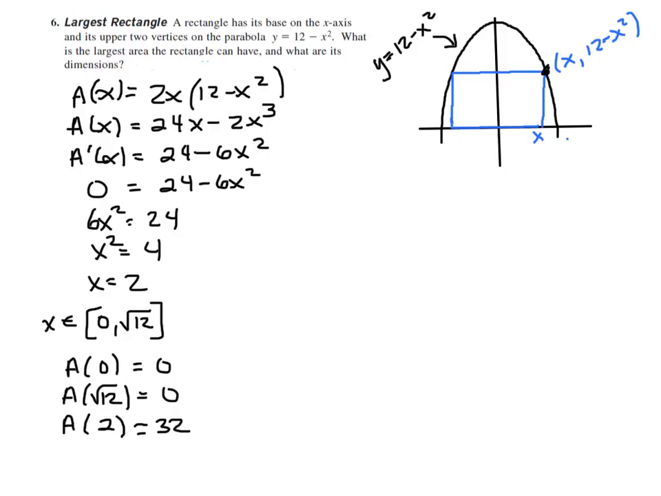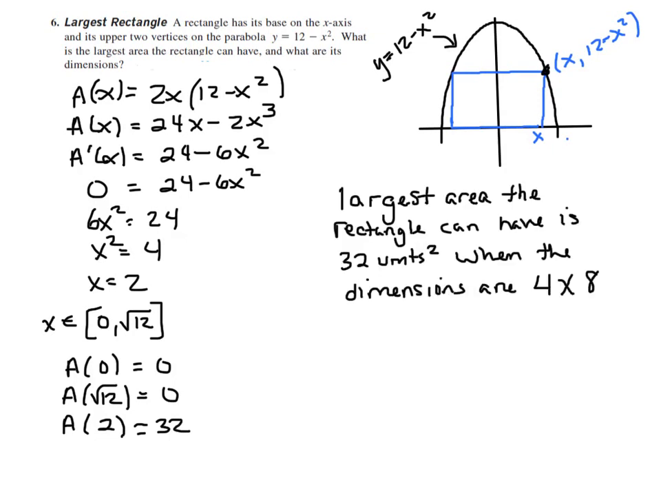So our conclusion: the largest area the rectangle can have is 32 square units when the dimensions are 4 by 8.